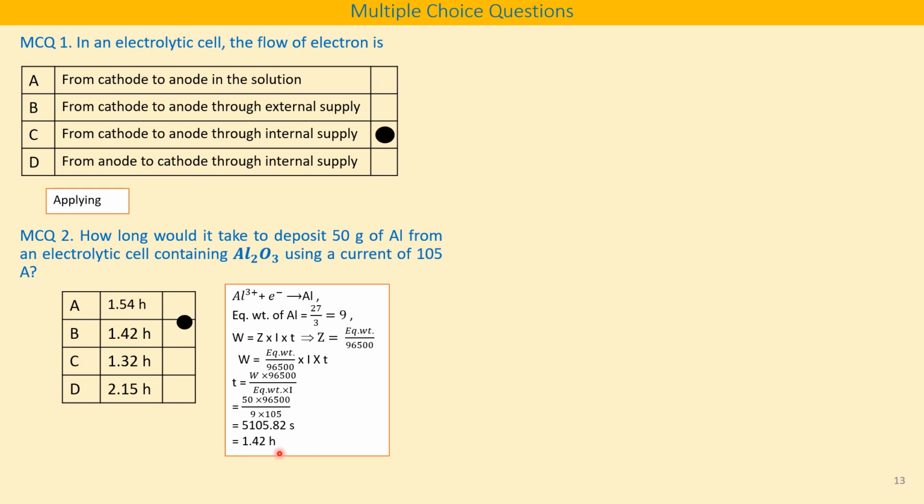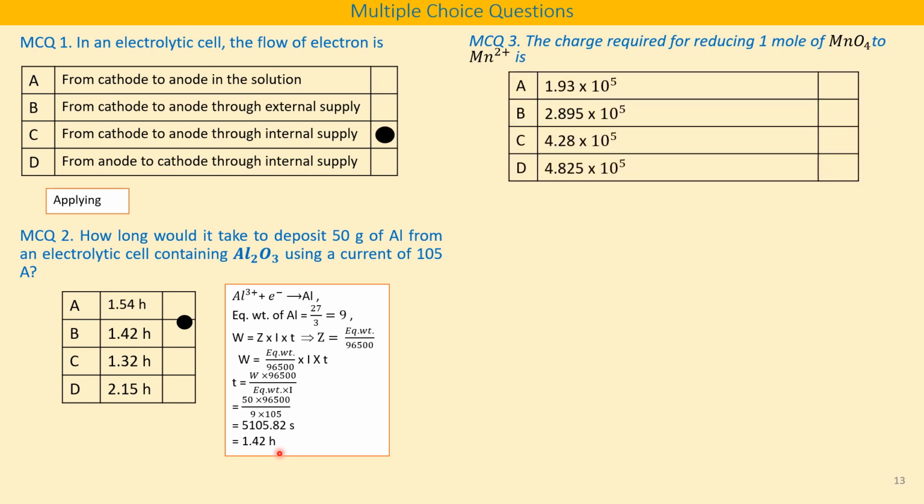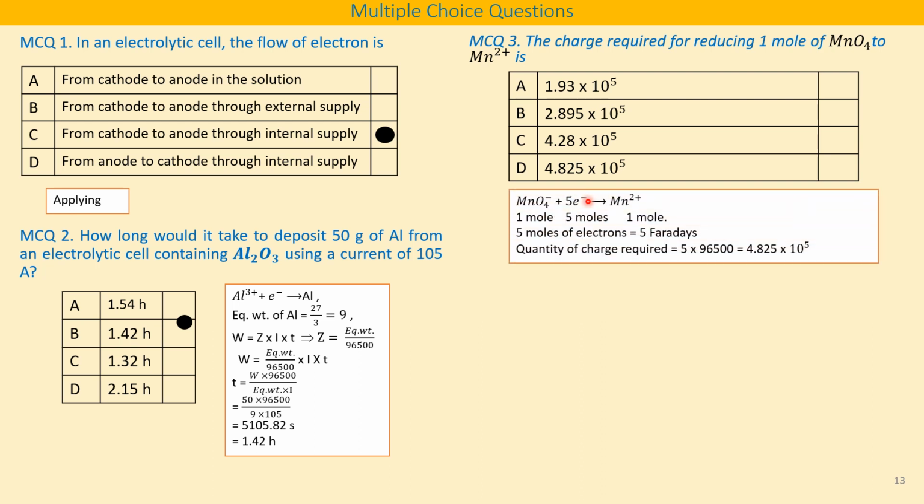Please mark it. Next question is, the charge required for reducing 1 mole of MnO4- to Mn2+ is? Four options are given. Option A, 1.93 into 10 to the power of 5. Option B, 2.895 into 10 to the power of 5. Option C, 4.28 into 10 to the power of 5. And option D is 4.825 into 10 to the power of 5. Pause the video and mark your answer and I will give the calculations.